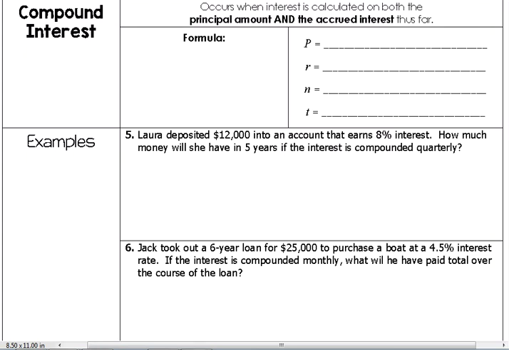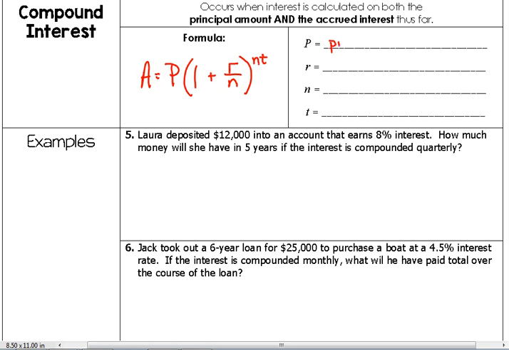Okay, so compounding interest. It occurs when interest is calculated on both the principal amount, so what you initially invest, and the accrued interest. So our formula is going to be A is equal to P times (1 plus R over N) to the N times T. Notice the N is only under the R, okay. So it's a little bit longer of a formula than just simple exponential growth and decay.